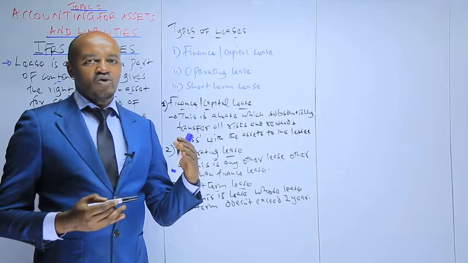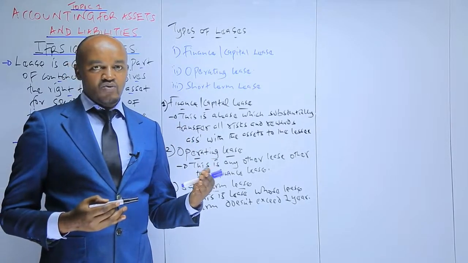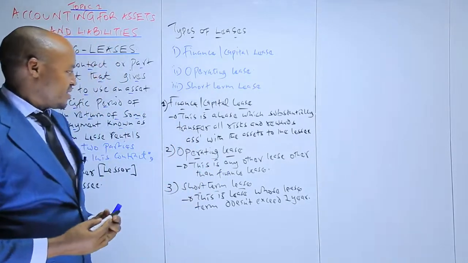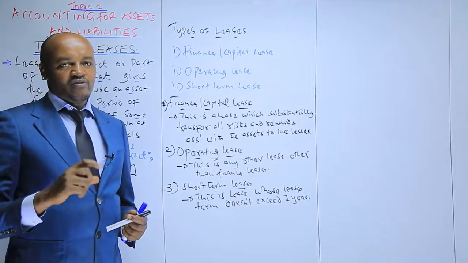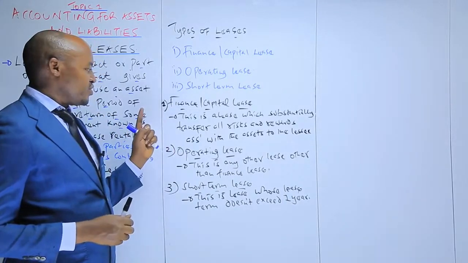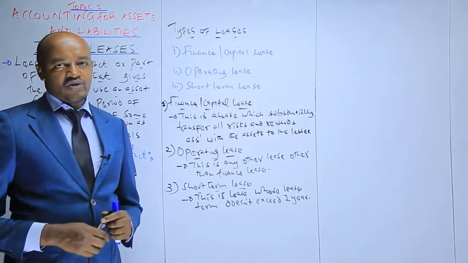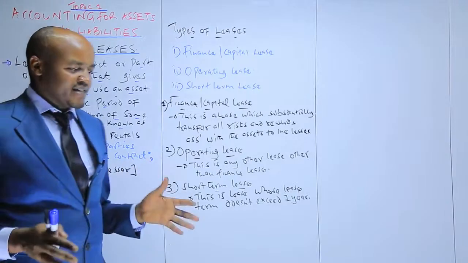But the two main classifications of leases under this particular standard, that is IFRS 16, are what is referred to as a finance lease and what is referred to as an operating lease. It means that for accounting purposes, the two main ways in which leases are classified are the capital or finance lease and the operating lease. So that is the first thing you need to know.